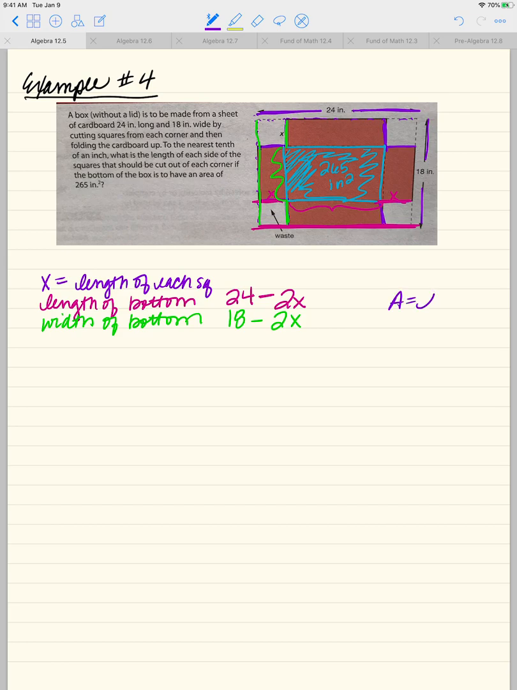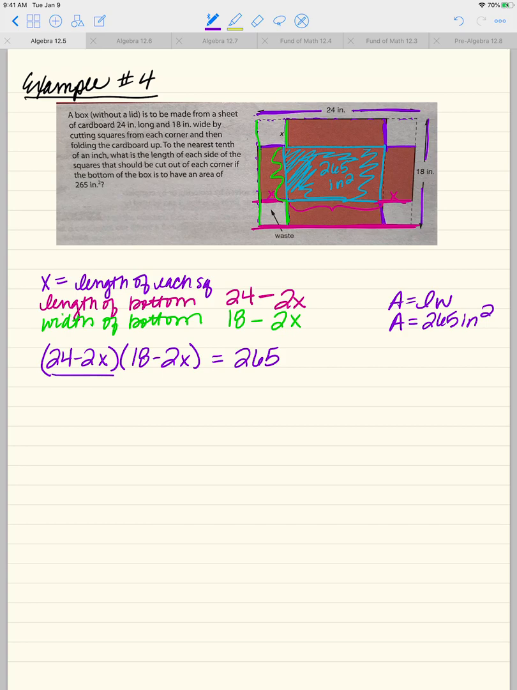Area is equal to length times width, right? And we know that the area that we want to end up with is 265 inches squared. So take the length of the bottom of the box that we want at the end, 24 minus 2x, multiply it by the width of the bottom, 18 minus 2x, and set that equal to our desired area, 265 inches squared. Now we are going to solve this for x.